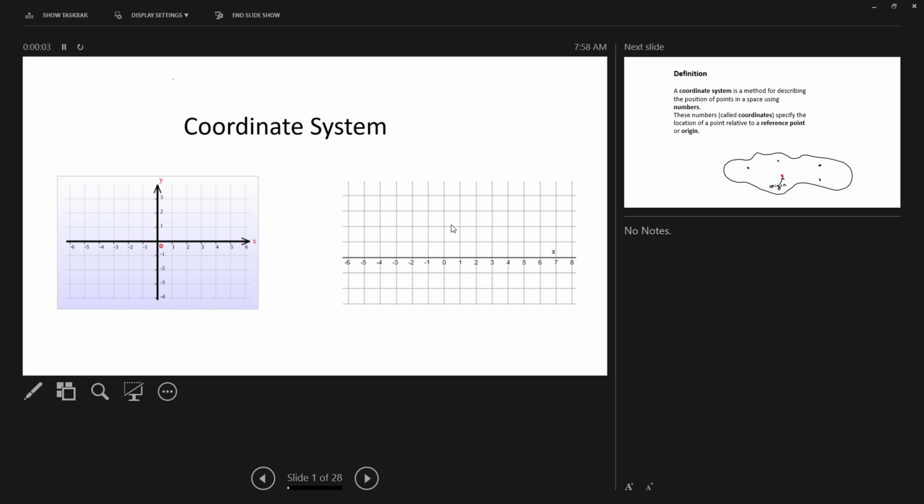In this video, we will learn the concept or a method called coordinate system. As you can see in the slide, there are two images. The right image is called line coordinate system, and the left image is called Cartesian coordinate system, and we will learn both of them.